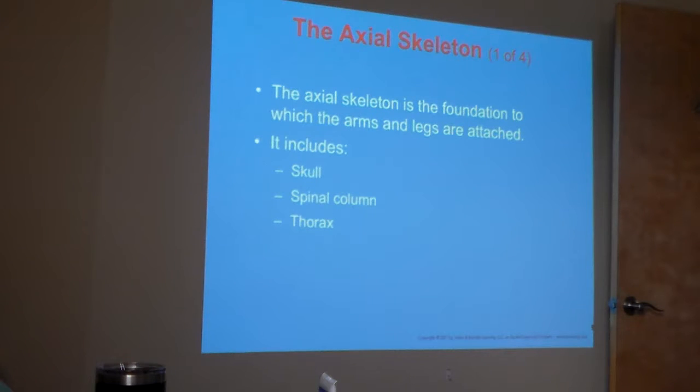Your spine is broken down into 5 sections. 7, 12, 5, 5, and 4. And that's your total 33.